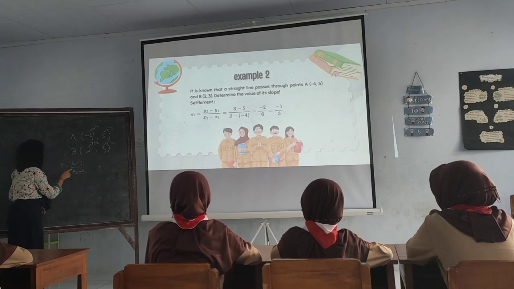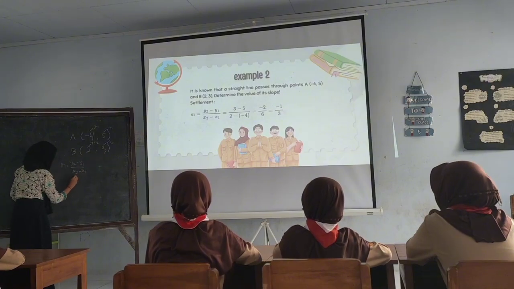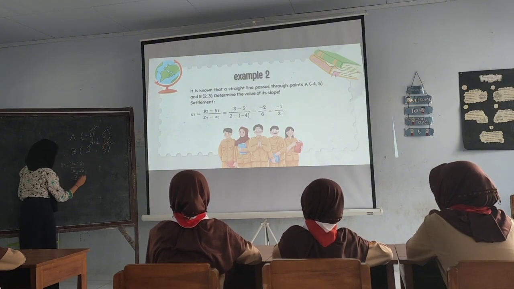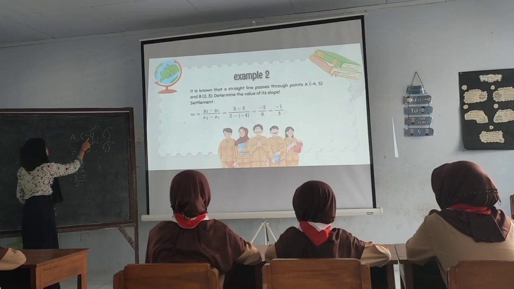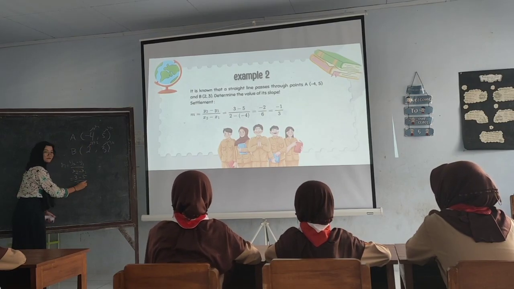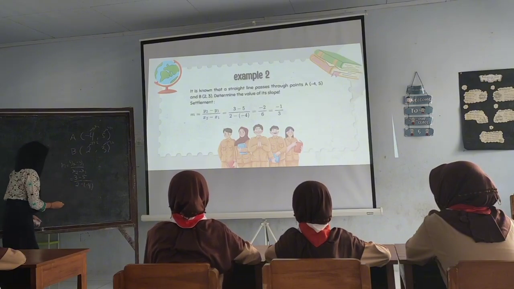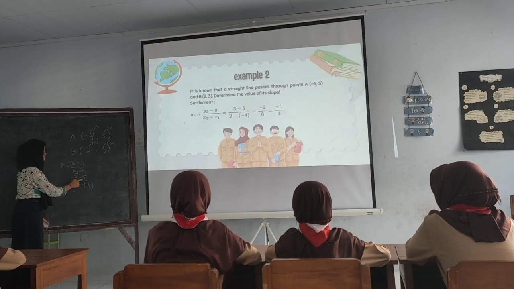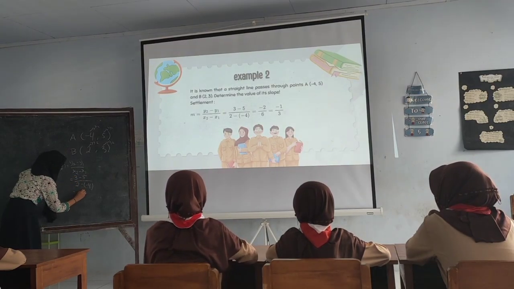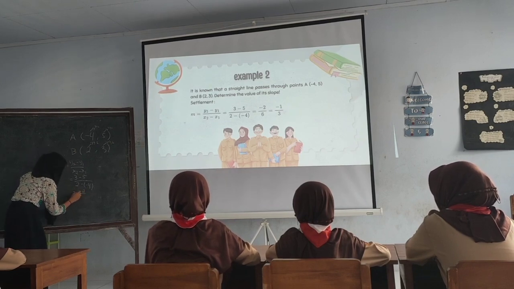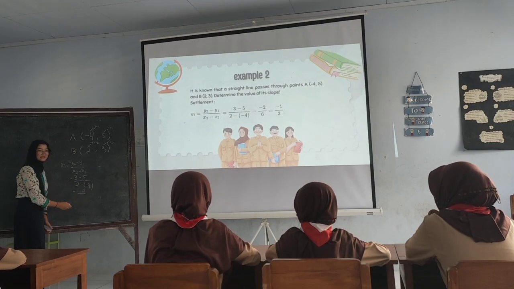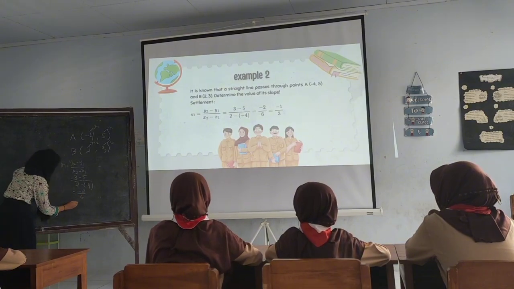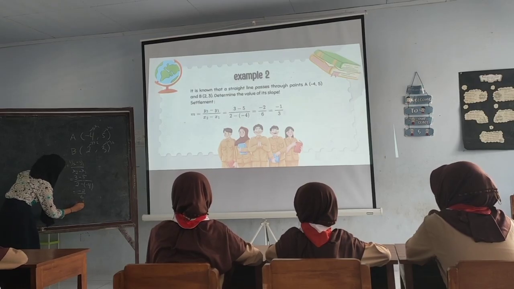is y2, which is 3, minus y1, 5, over 2 minus minus 4, minus minus is plus, so 2 plus 4, which is 6. So the gradient is minus 1 over 3. Any question?